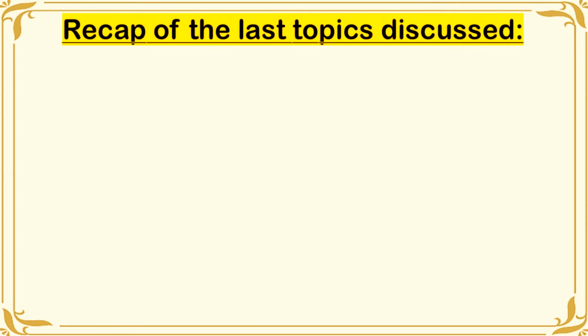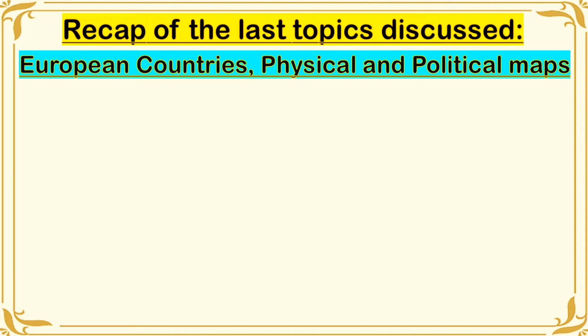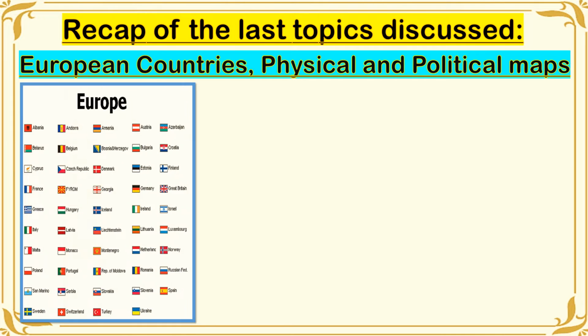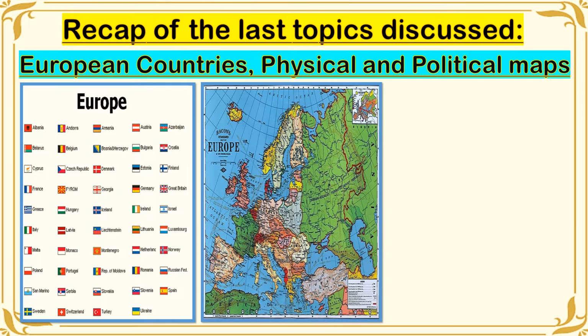So class, before we proceed to our online learning discussion, I would like us to have a short recap or review of the last topics discussed. European countries, physical and political maps. So we have discussed about Europe, and there are 50 countries in Europe. We have discussed about the physical map of Europe.